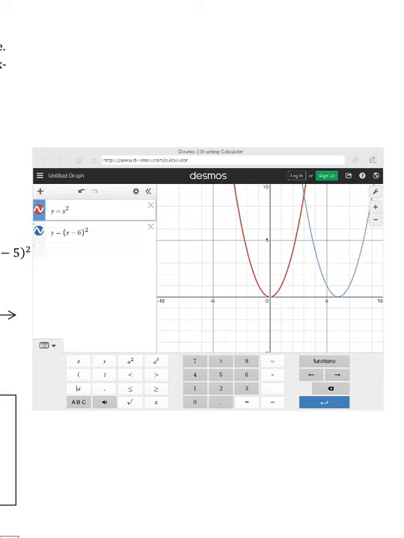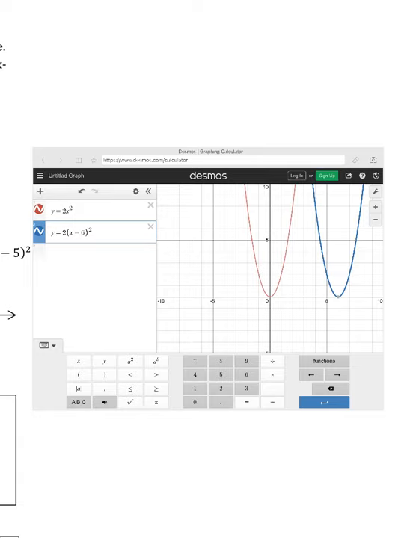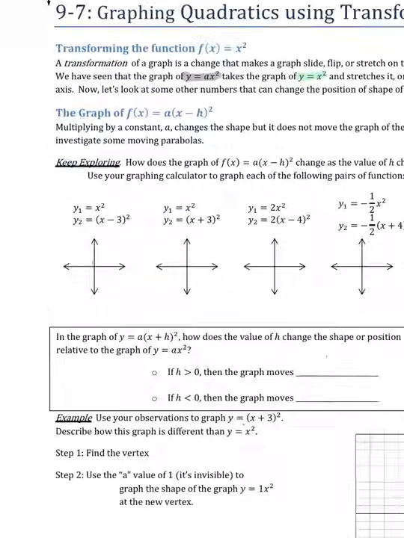What if we had a 2x squared? If we have 2 times x minus 6 squared, again, it's going to move to the right. This is moved right 6. Now it's opposite, so watch out for that. The sign is opposite.